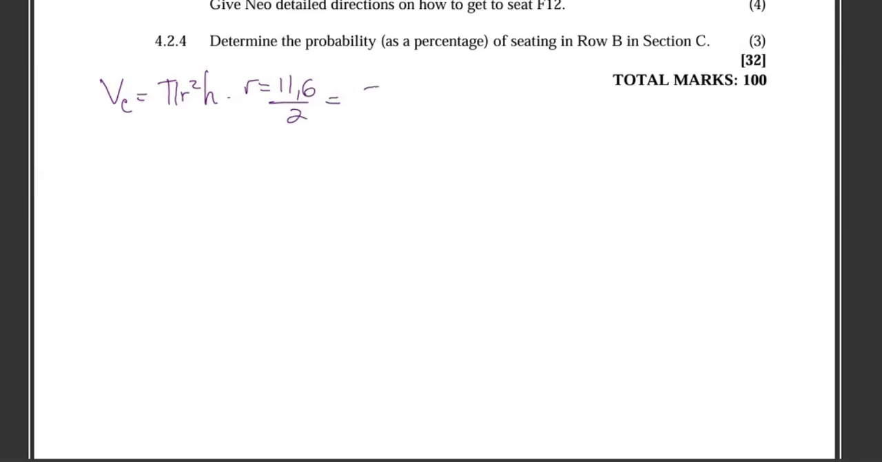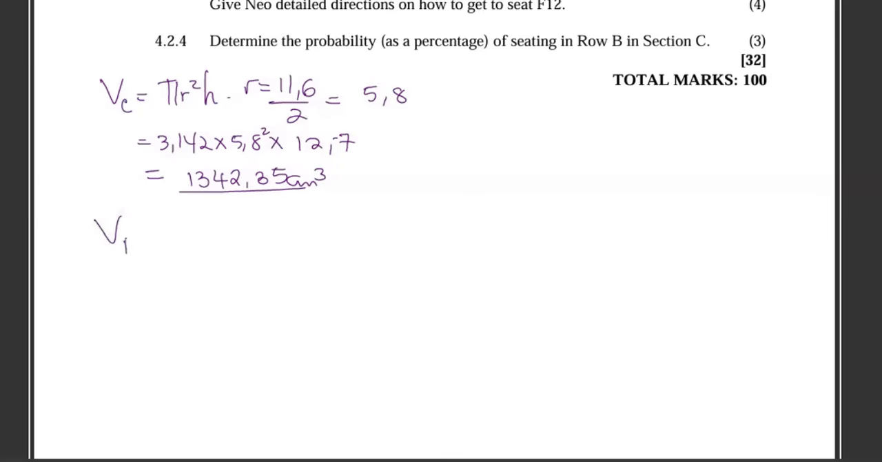Sorry, this is the radius. So the volume will become 3.142 times 5.8 squared times the height. Remember the height of sugar that we've just got, so it becomes 12.7. Get the answer there, which is 1,342.35 centimeters cubed. This is at the level of the cylinder.